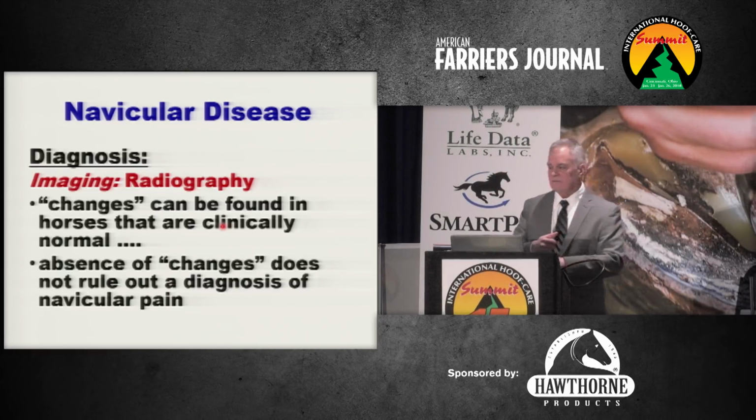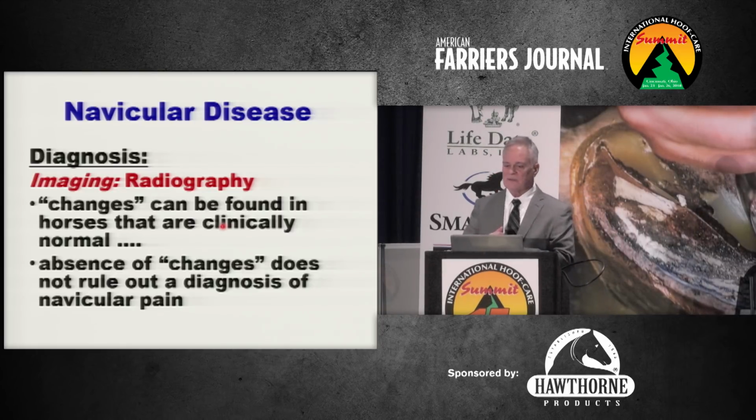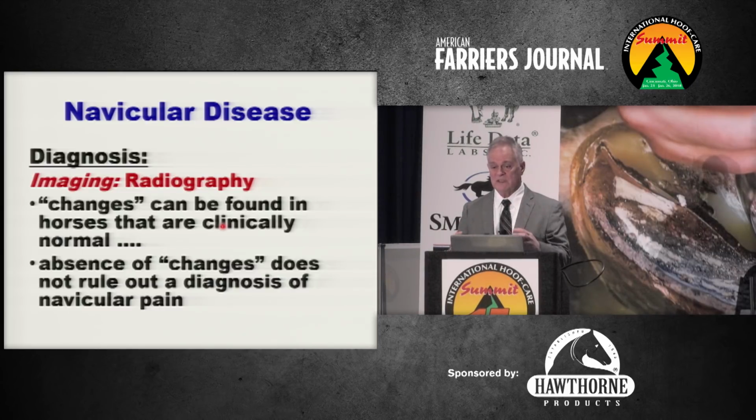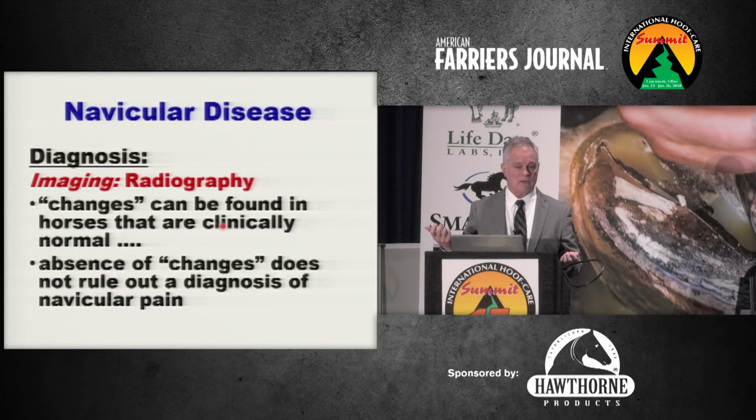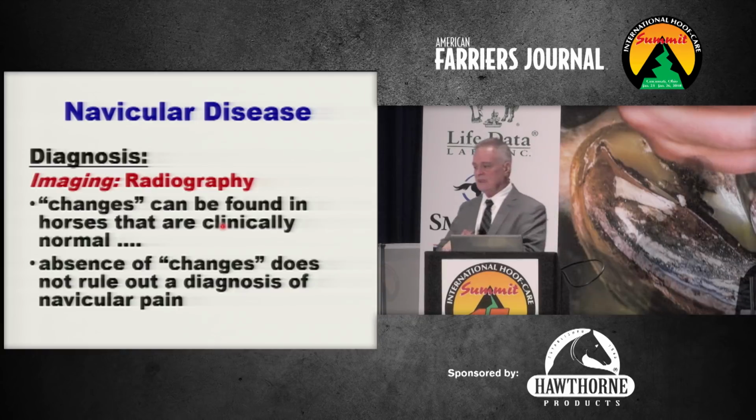Now, two things. Please remember that radiography is really only for bone. So we only really are imaging the navicular bone. We're not seeing inside of the bursa. We're not seeing the ligaments. We're not seeing the tendon. The only thing we're seeing is what effects they may have on the bone.